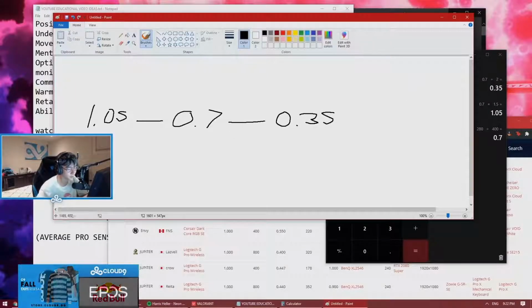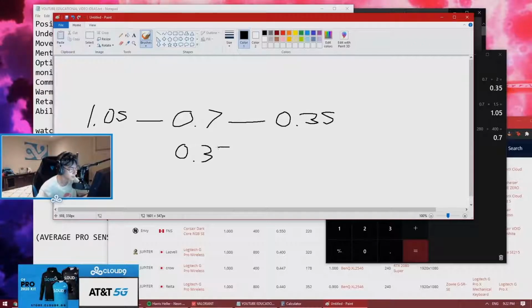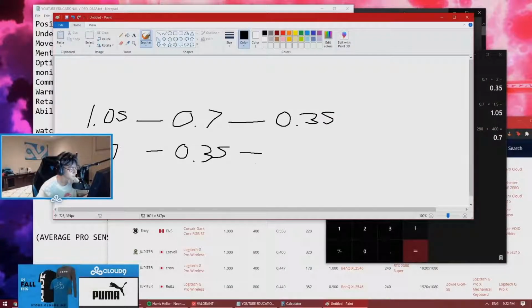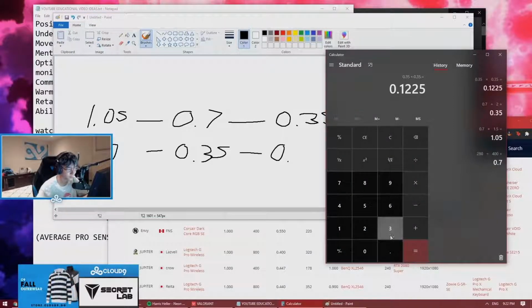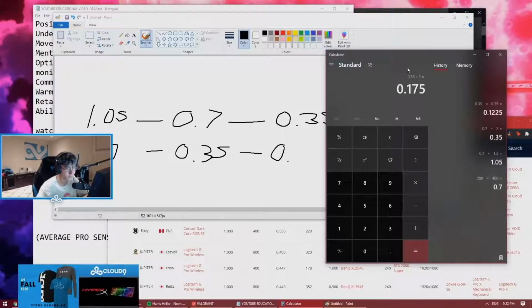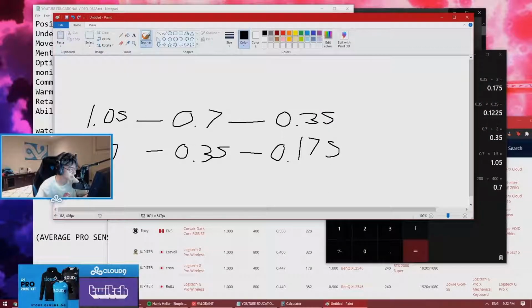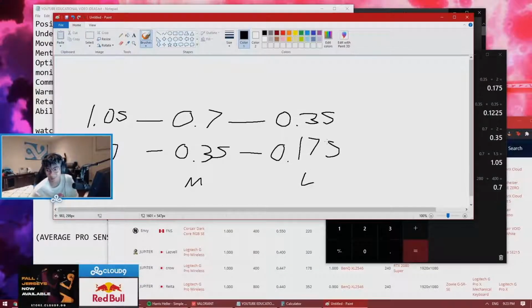Now, obviously, if you're doing 800, this would be 400 DPI up here, and then 800 would be this. And then 0.35 times 2, so it would just be 0.7. And then right here would be 0.35 divided by 2, so 0.175. So right here, this is your high sensitivity, your medium sensitivity. This is the low sensitivity, and this is the average of all the pro players.